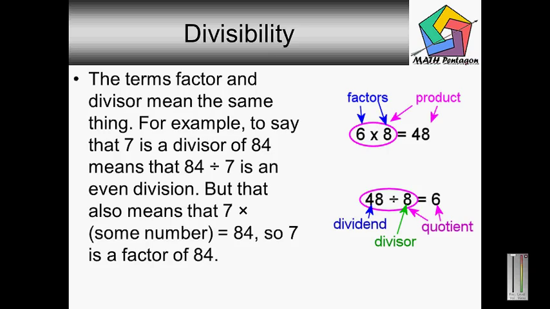In divisibility, the terms factor and divisor mean the same thing. For example, to say that 7 is a divisor of 84 means that 84 divided by 7 is an even division. But that also means that 7 times some number equals 84. So 7 is a factor of 84.